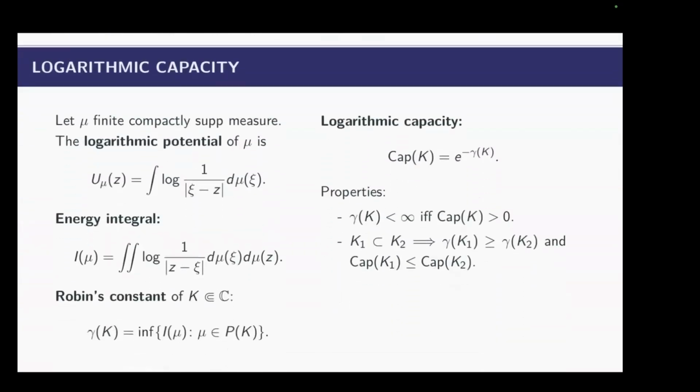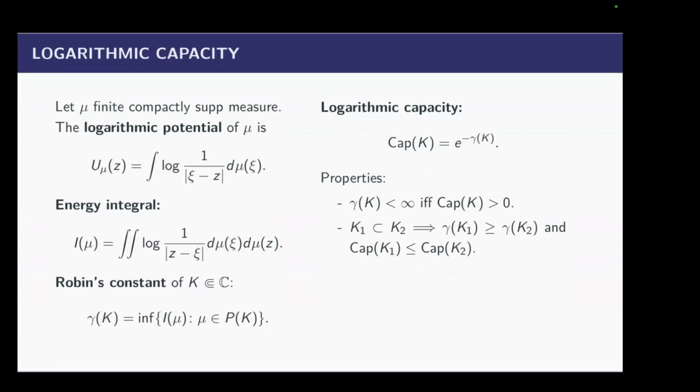Okay, so let's see some easy properties that are satisfied just from the definition. If some compact set has a finite Robin constant, then it has positive capacity. And you can check, for instance, that a point has zero capacity and infinite Robin constant.